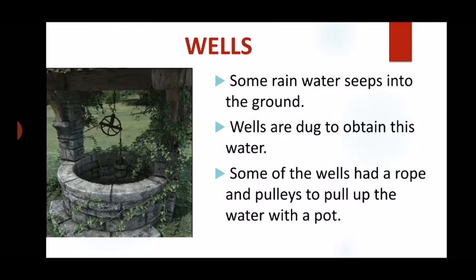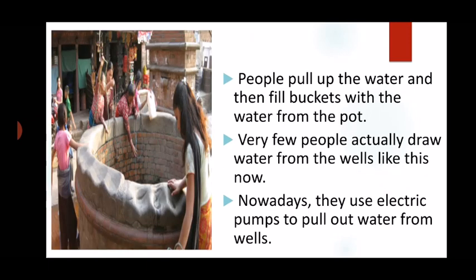Wells. Some rainwater seeps into the ground. Wells are dug to obtain this water. Some of the wells had a rope and pulleys to pull up the water with a pot. People pull up the water and then fill buckets with the water from the pot. Very few people actually draw water from the wells like this now. Nowadays, they use electric pumps to pull out water from the wells.